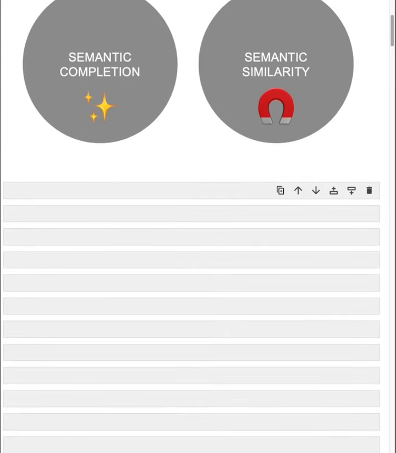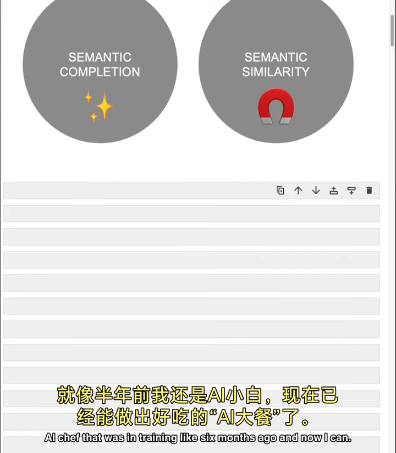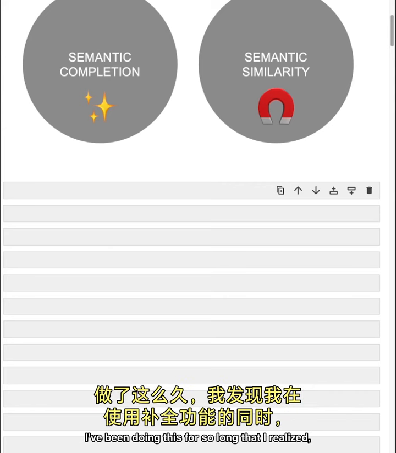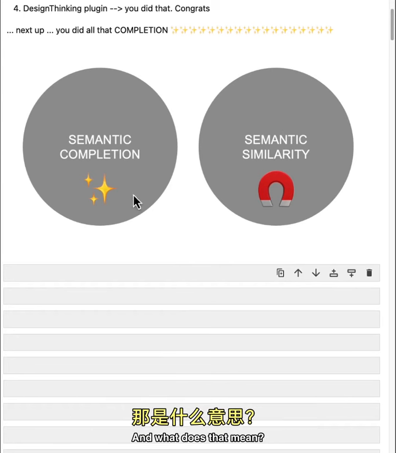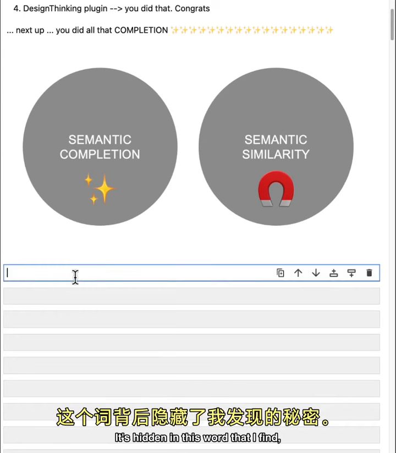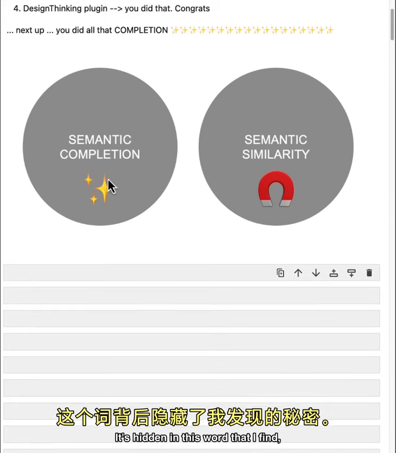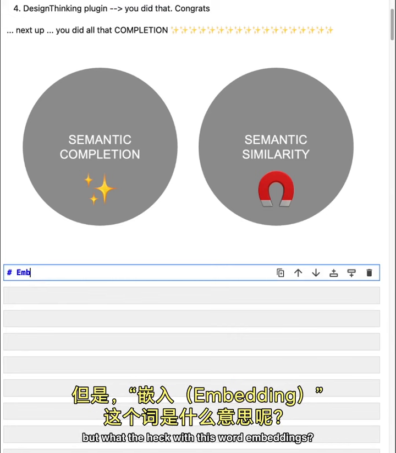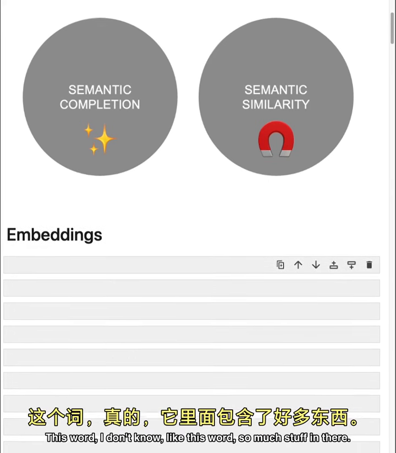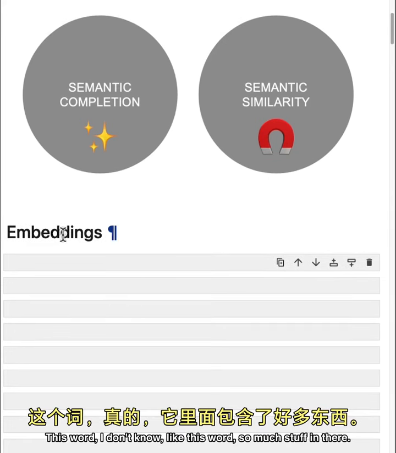As an AI chef that was in training like 6 months ago, and now I can make a pretty good AI meal. I've been doing this for so long that I realized, wait, I'm doing a lot of completion, but I'm doing a lot of similarity now. And what does that mean? It's hidden in this word that I find, if you are a super duper machine learning scientist, I apologize. But what the heck with this word, embeddings? This word has so much stuff in there.